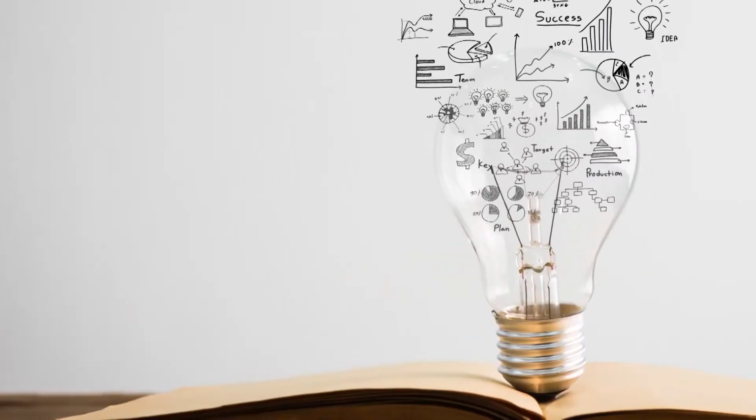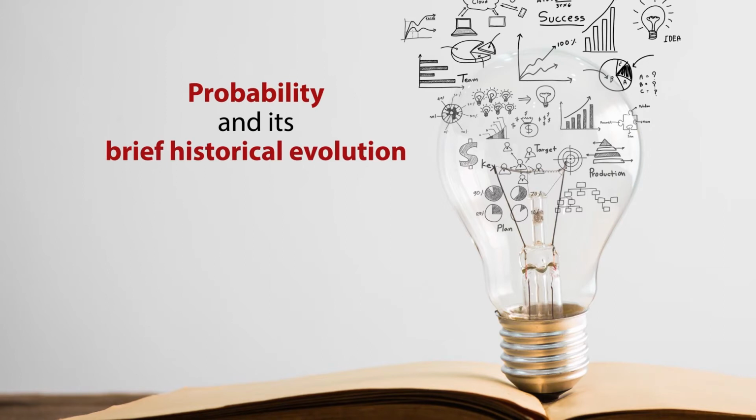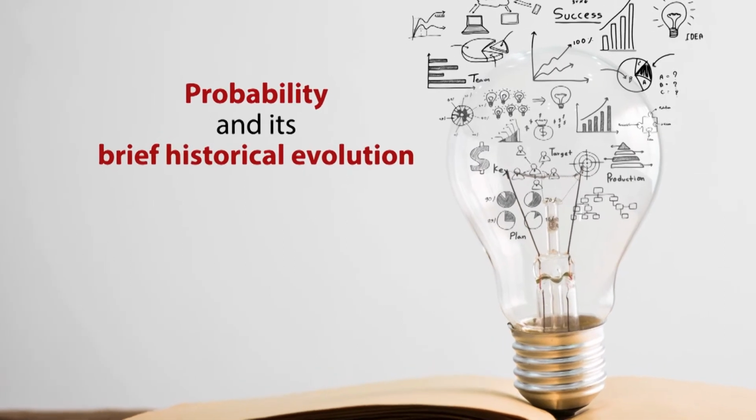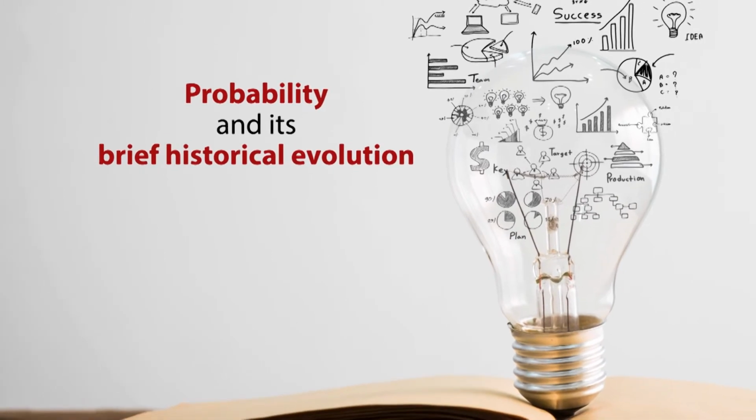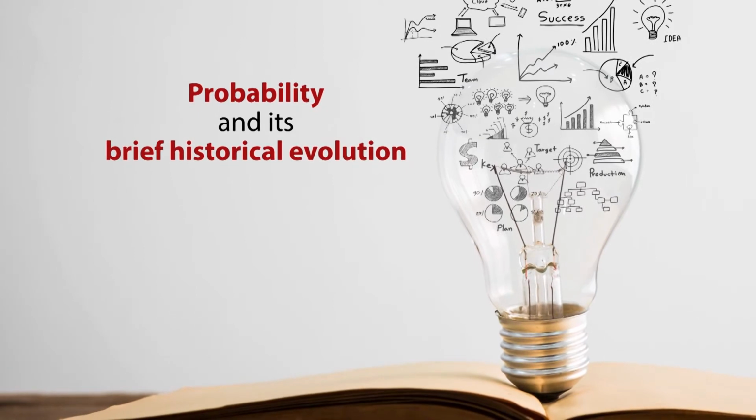So this unit starts with the meaning of probability and its brief historical evolution, because to understand probability, I think we have to see the genesis behind it: why probability had been created, and what are the purpose or the intention behind using the term probability.